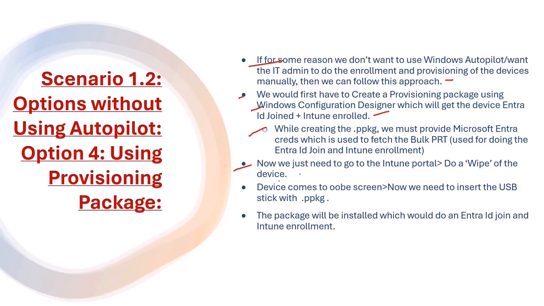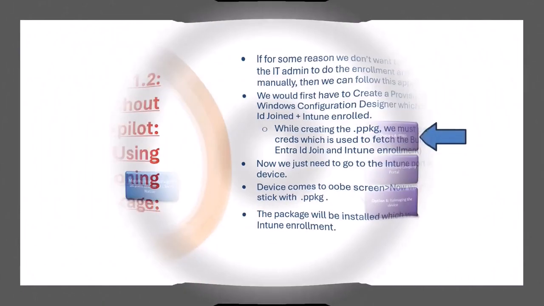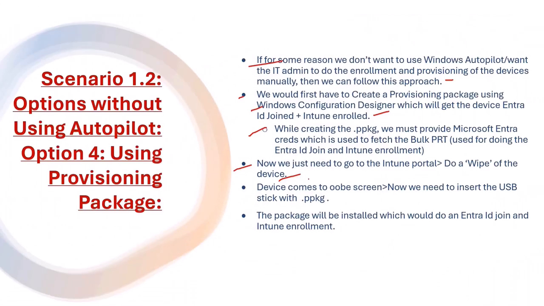See, wiping of the device is mandatory. There is no workaround from wiping the devices, because right now our device is hybrid Azure AD joined, right? You cannot just apply a package to a hybrid Azure AD joined device and convert it to Azure AD joined. The device needs to be disjoined. Well, there is a way of applying a package even without doing a wipe, but that is not what I would recommend over here. We need to do a wipe of the device.